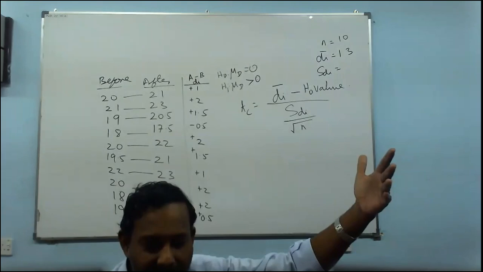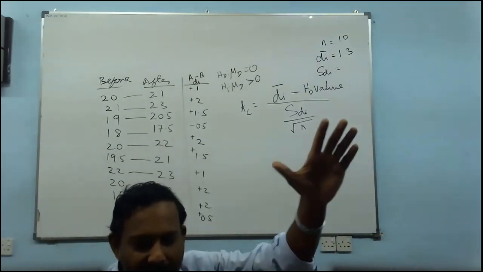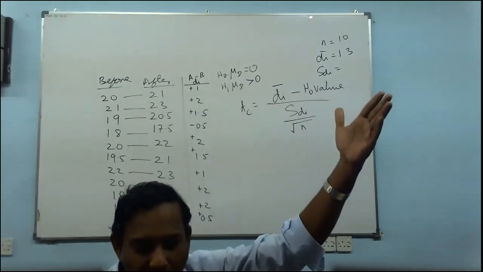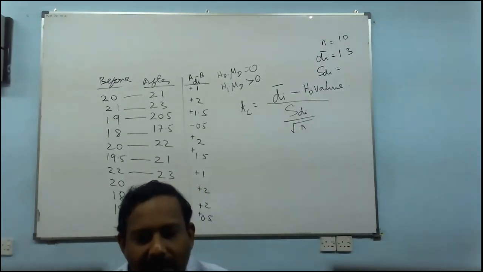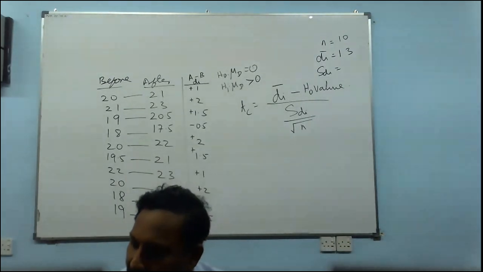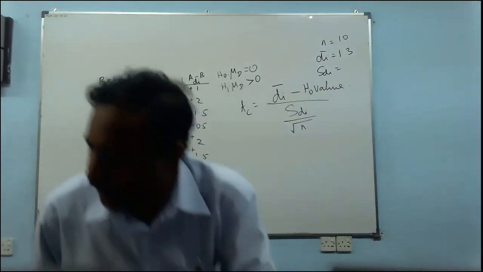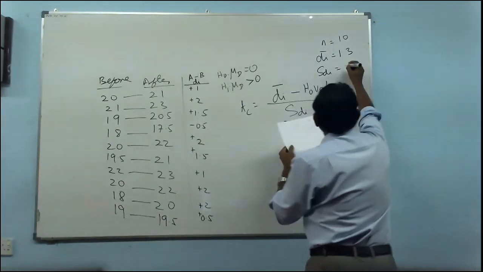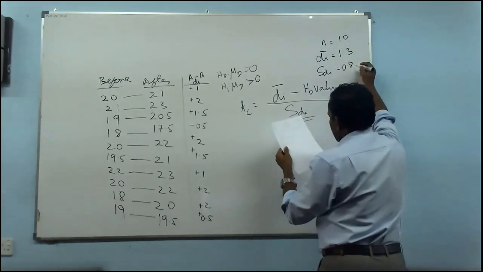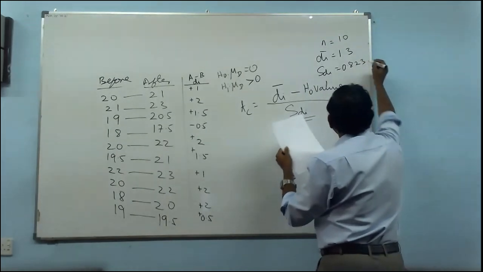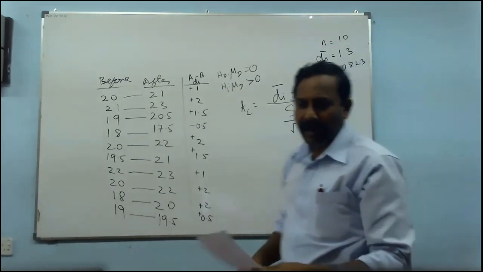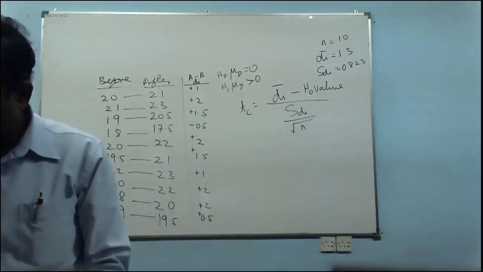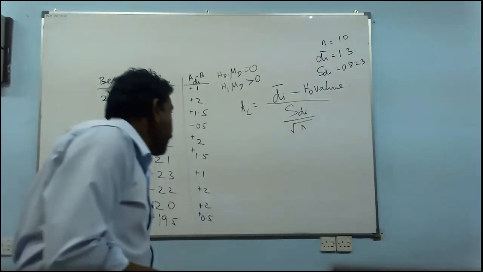Can you remember the first lecture? We are calculating the variance: the observed value minus the mean value, then square it, sum of squares, to avoid this minus value. I'm getting a value something like 0.823. Now, can you try to get the calculated value?